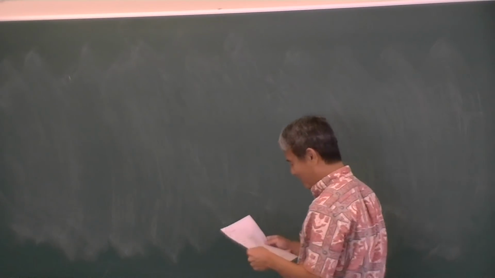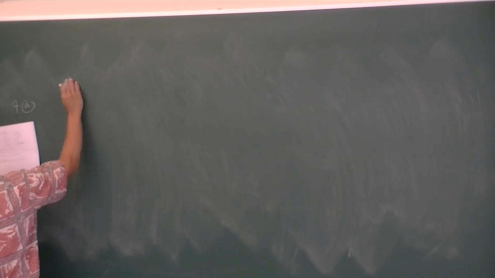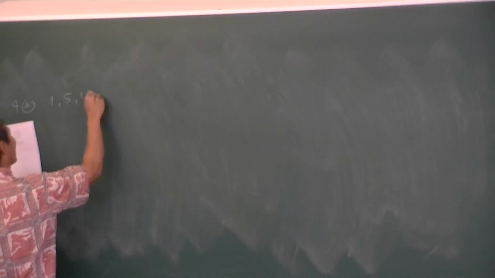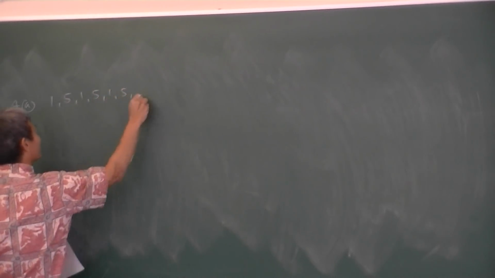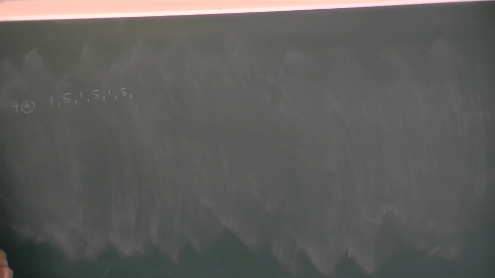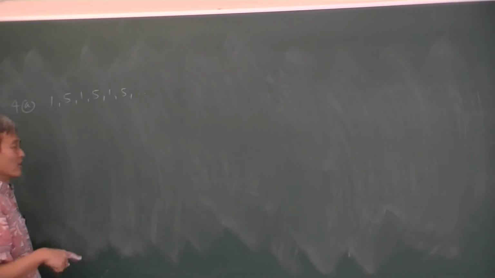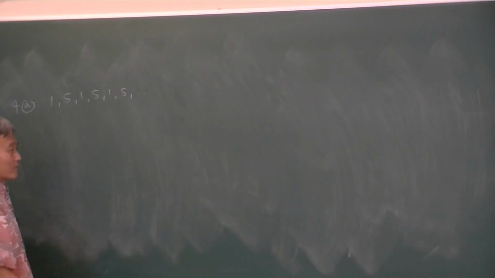You go to 4A and 5C. 4A. Oh, here's a good one. Okay. 1, 5, 1, 5, 1, 5. Now, if you look at the answer on the bottom, it kind of tells you what you need to do, right? Look, 1, 5, it just goes back and forth. 1, 5, 1, 5. Do we know of any sequence that does that? Goes back and forth between two numbers?